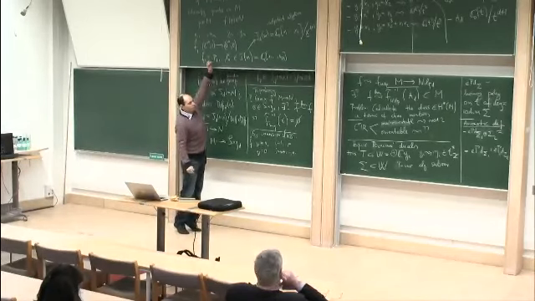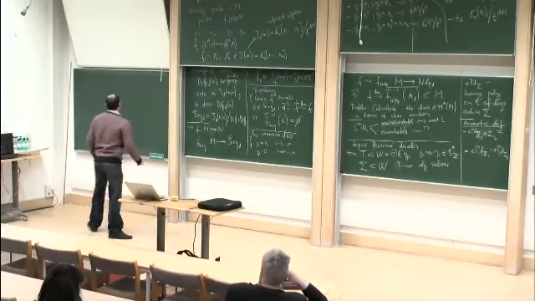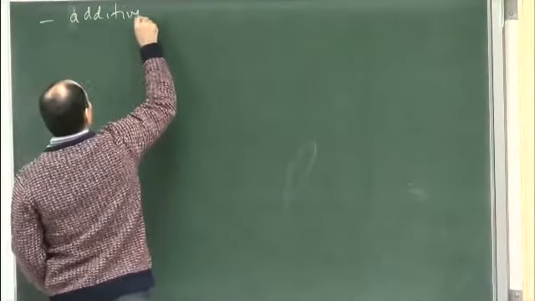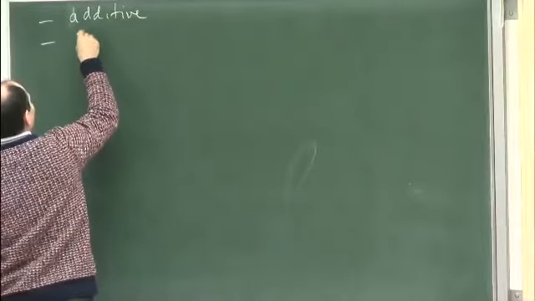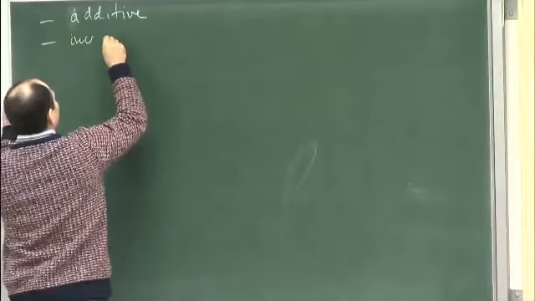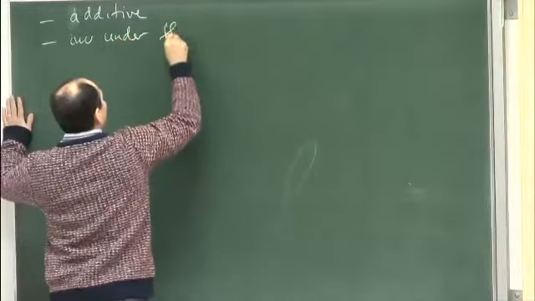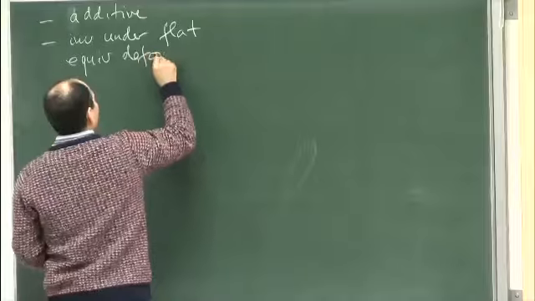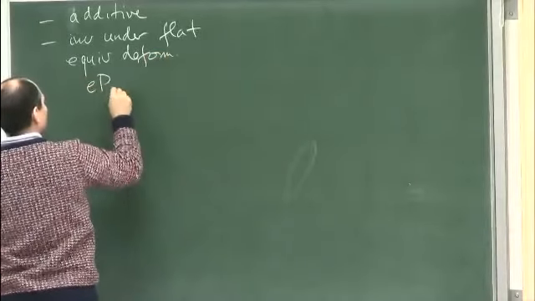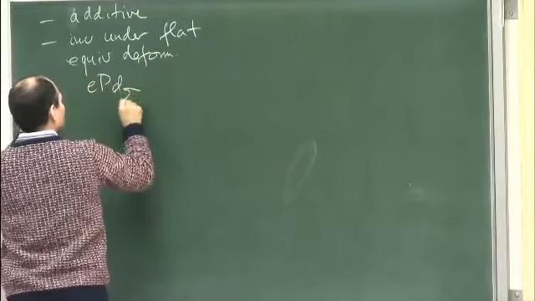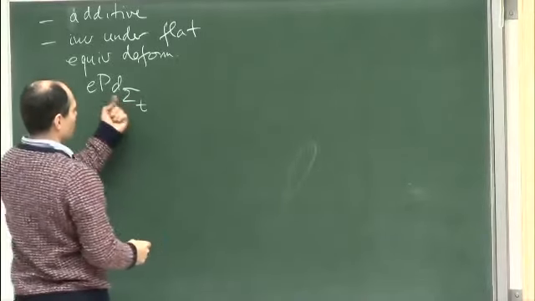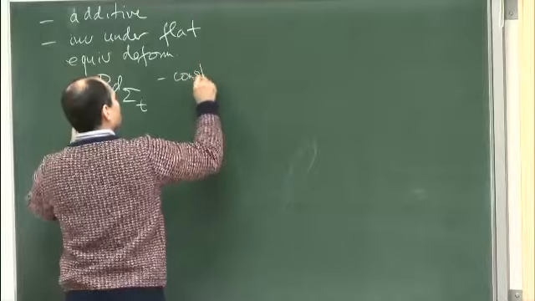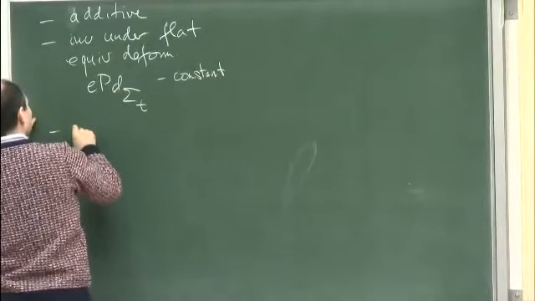So that's one property, additivity. Then it's invariant under flat equivariant deformations. So that means this EPD of sigma: if I have a flat equivariant deformation, so it goes through invariant subvarieties and it's flat, then it's constant in T. And then there's a normalization.